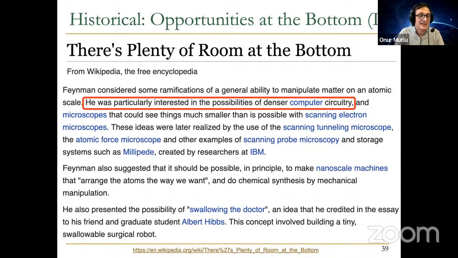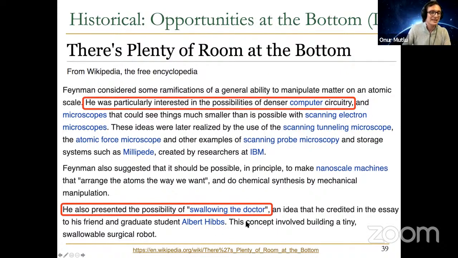But basically, Feynman was interested in possibilities of denser computing circuitry, better devices at the lower level. He basically suggested that, in principle, it should be possible to make nanoscale machines that can arrange the atoms the way they want. And I think one of the examples of this is what he called swallowing the doctor. It's essentially a surgical robot, a very nanoscale robot that can do things in your body, right? And I think things like this are being investigated today. Of course, there's a lot more to go.